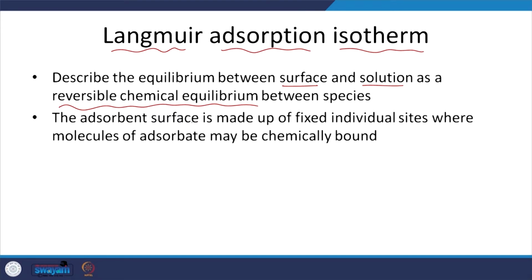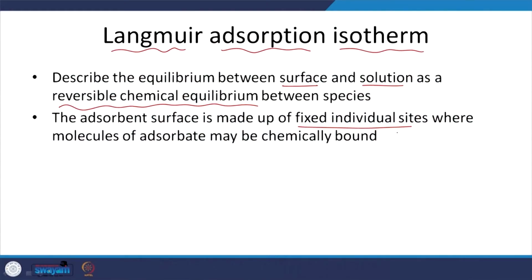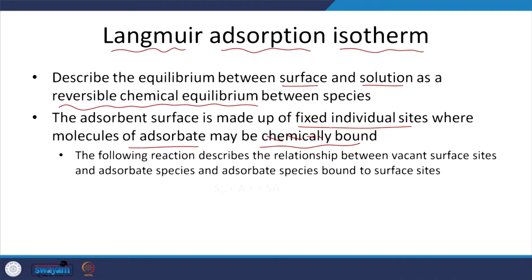The adsorbent surface is made up of fixed individual sites. So we have a limited number of individual sites where the adsorbate can be chemically bound, or can be bound if not chemically bound. So here we have the site, this is the compound, and this is the relevant bound site, the compound being adsorbed onto your relevant site. Let's look at the nomenclature.